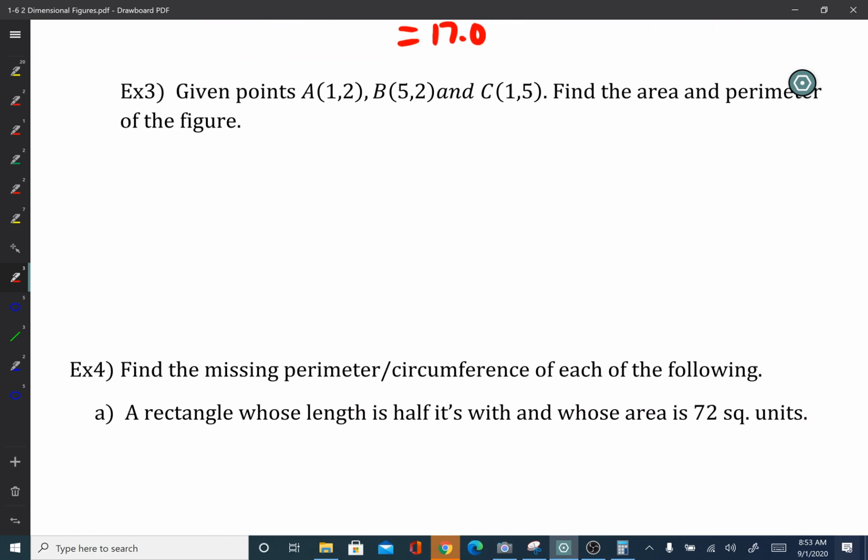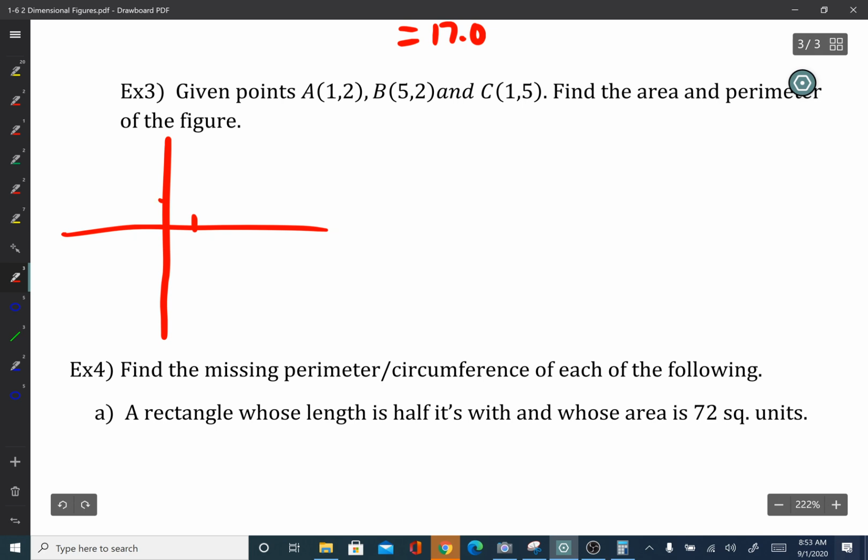All right. Example 3. What you're going to do is graph these points. 1, 2 is here, right? That's 1, 2. And 5, 2 is here. And 1, 5 is up here, right? 1, 5. All right, so we got this triangle. Find the area and the perimeter.